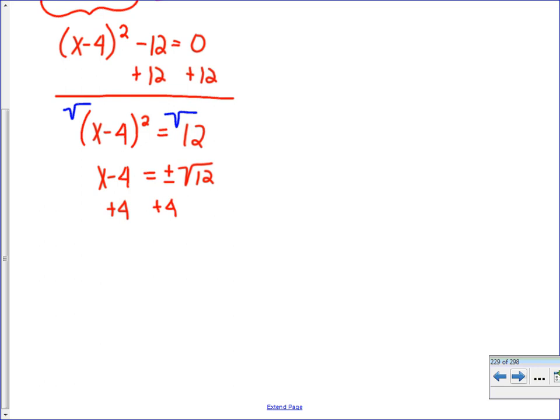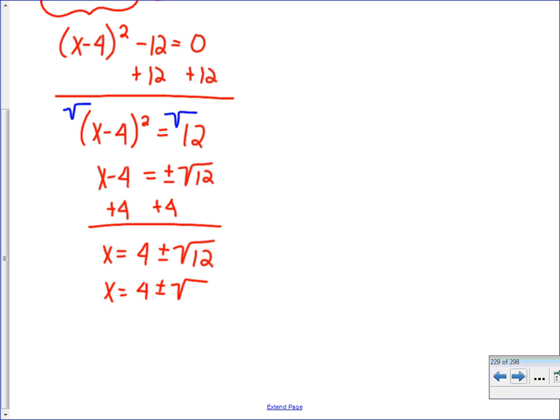Isolate your variable, I add 4 to both sides, and I get x to equal 4 plus or minus radical 12. Now this one's a little bit different. We have to be careful. Radical 12 is not in simplest radical form. So we have to simplify it. We've done this a while ago.